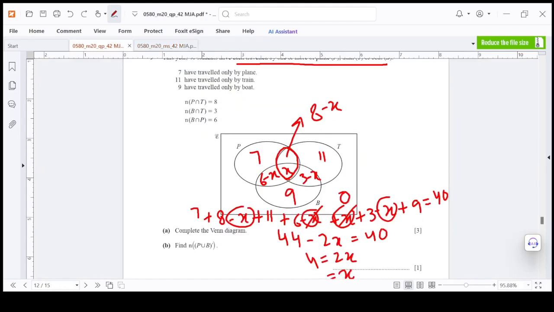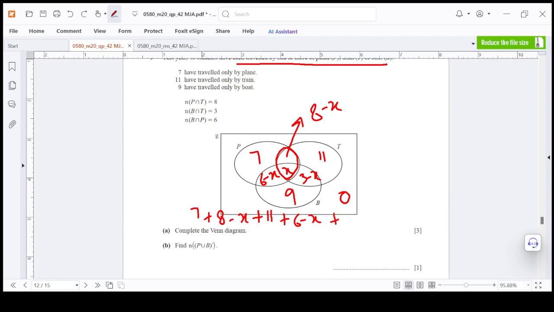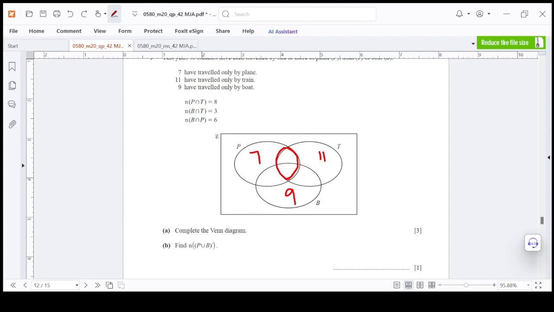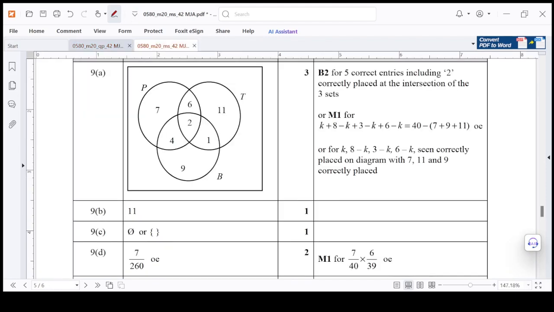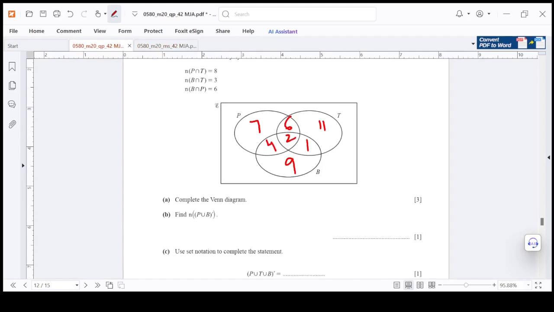I'm clearing all of this. So this is 2 in the middle. Then this would be 8 minus 2, which is 6. And B intersection T, all of this was 3, so this must be 1. And all of this was 6, so this must be 4. Let me confirm. Yeah, looks good. So this is the completed Venn diagram.